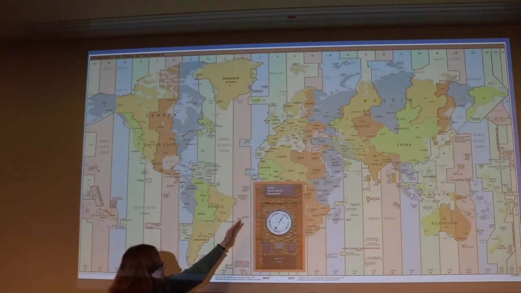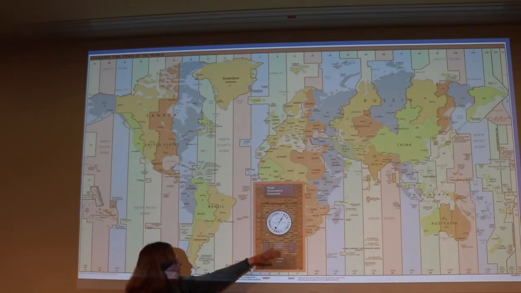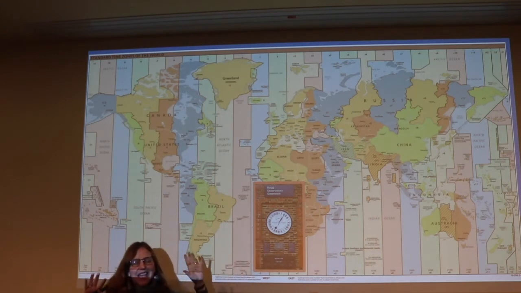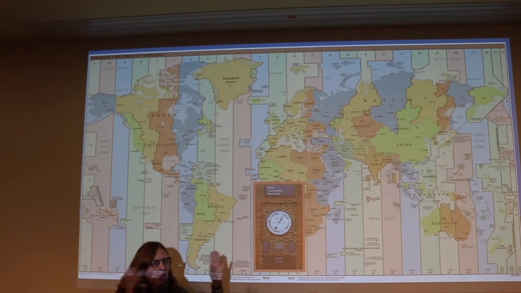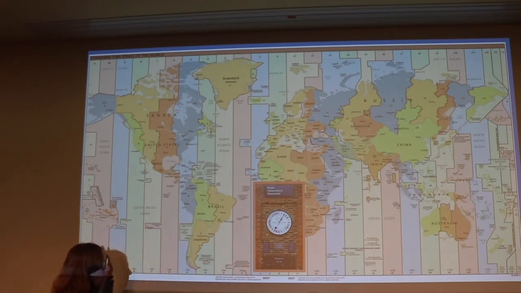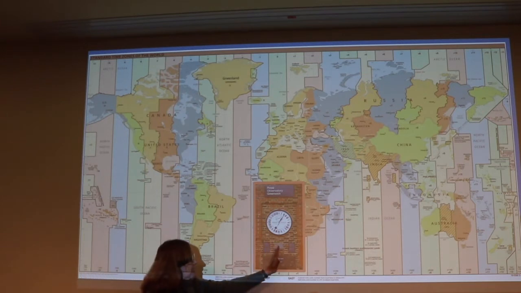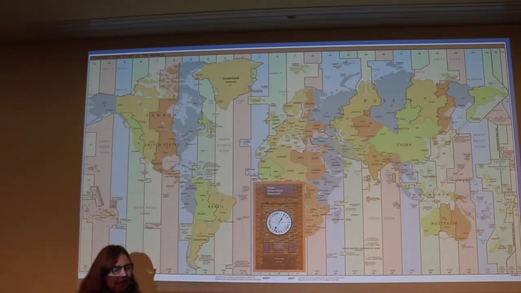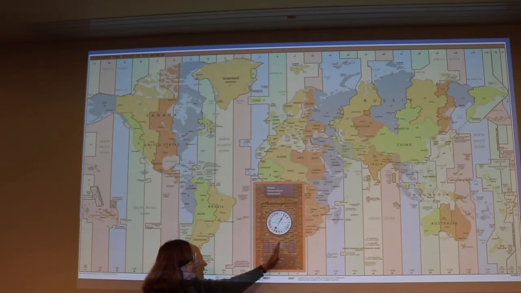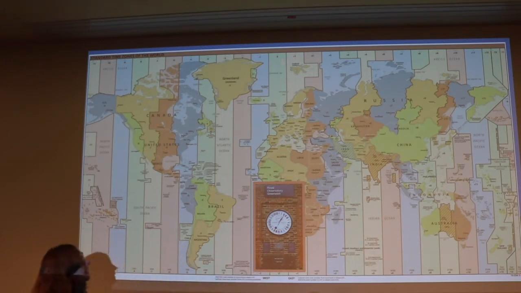So at the Royal Observatory in Greenwich, we have a clock that sets the time for everywhere in the world, and then each time zone from there is set based on Greenwich Mean Time. Can you say that with me? Greenwich Mean Time. So Greenwich Mean Time is all of England. We are in Central Standard Time in the United States.